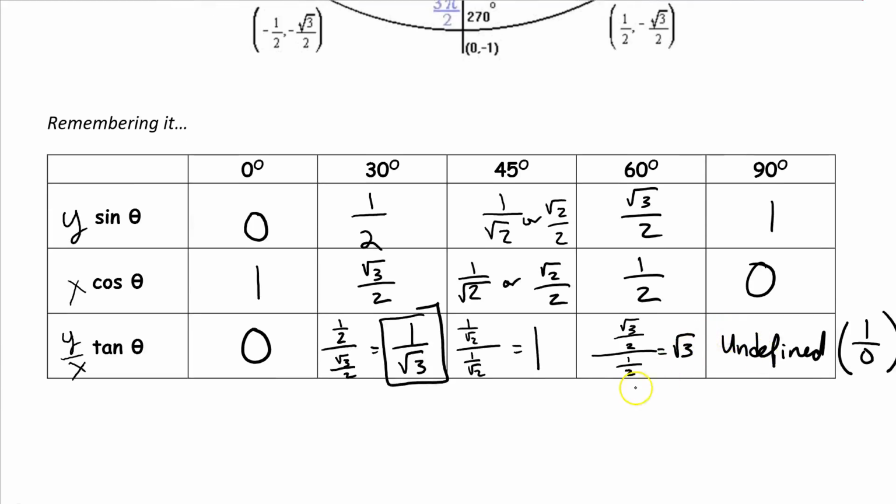And here's the thing, the tan of 90 is undefined because we have our y divided by our x. So the 1 over 0 is undefined.